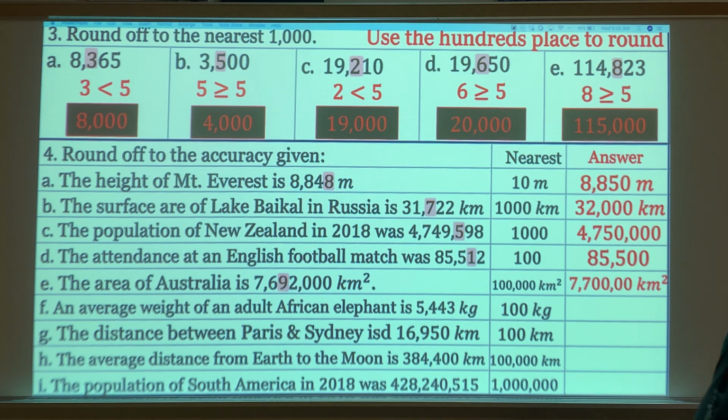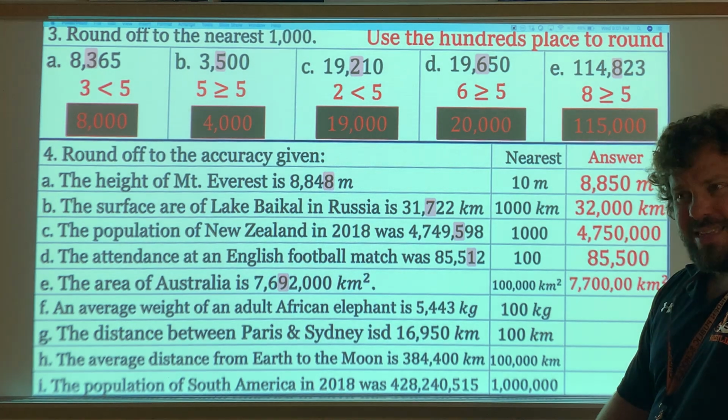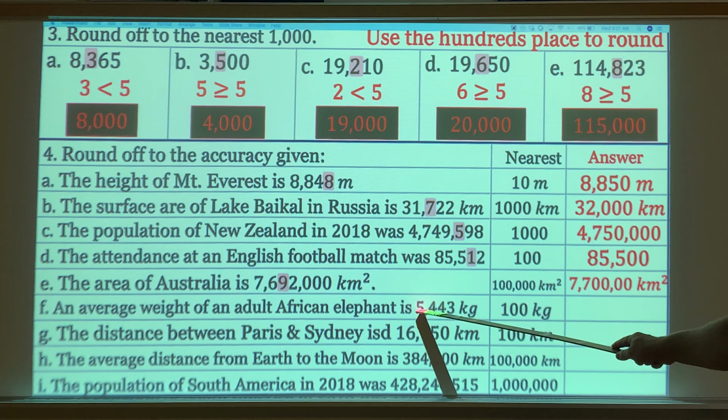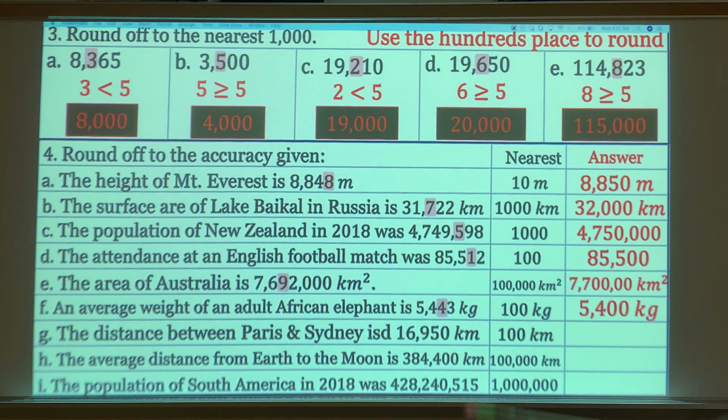Average weight of an adult African elephant is 5,443 kilograms. That's a lot of weight. Round it to the nearest hundred, so 5,400 or 5,500, round using the 10s place, which is 4, less than 5. This stays 5,400 kilograms. Distance between Paris and Sydney, 16,950 kilometers, round to the 100.